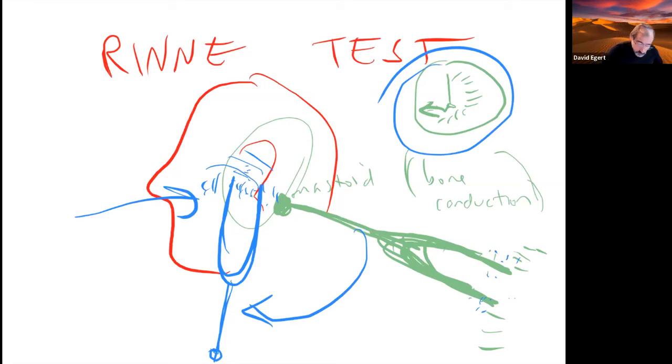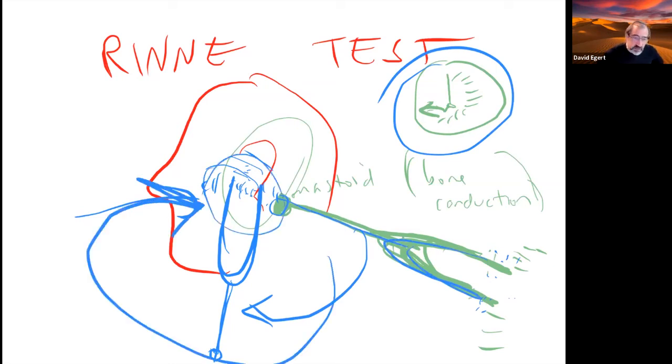Right? If you stop hearing the bone conduction and you shift the tuning fork around to air conduction and you don't hear anything, that's a bad sign. Because that means that the air conduction is not working properly. Right? That's going to be a sign of what kind of deafness?